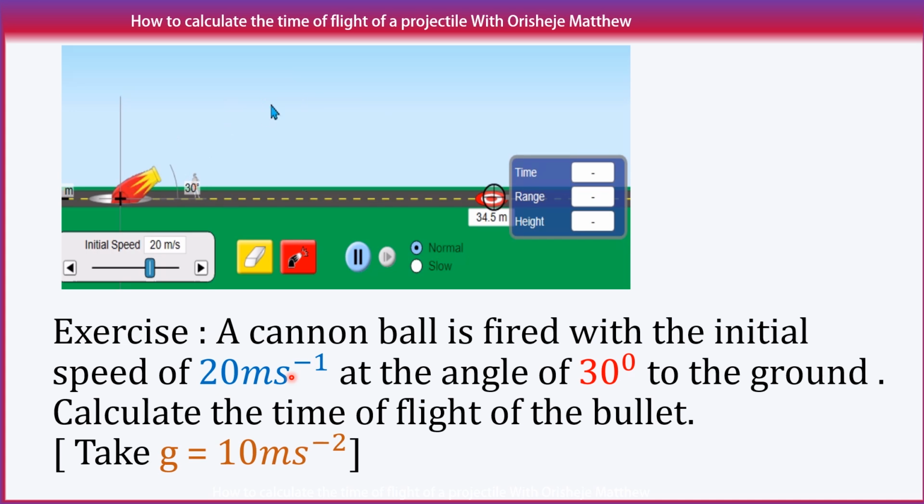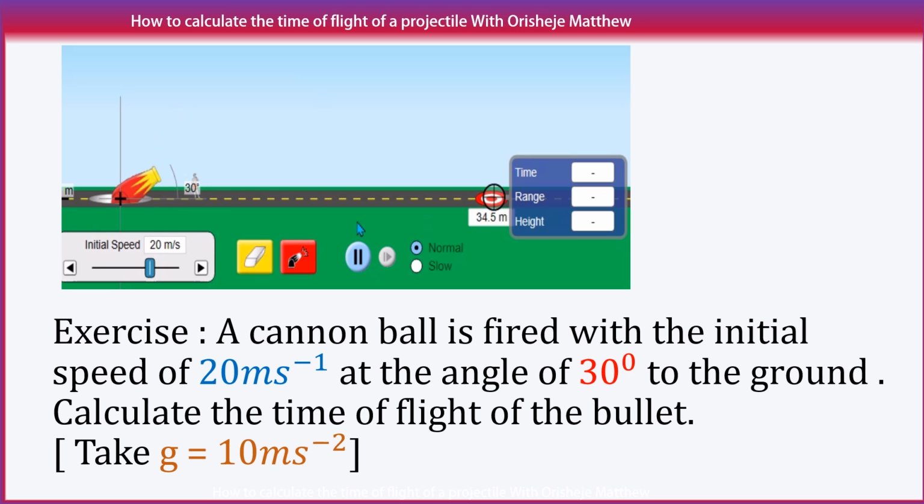An object that is flying through the air and is acted upon by only two forces, the force of gravity and the force of air resistance, is called a projectile. So we want to see the time of flight of a projectile. With this first animation, we'll be able to measure the time of flight.